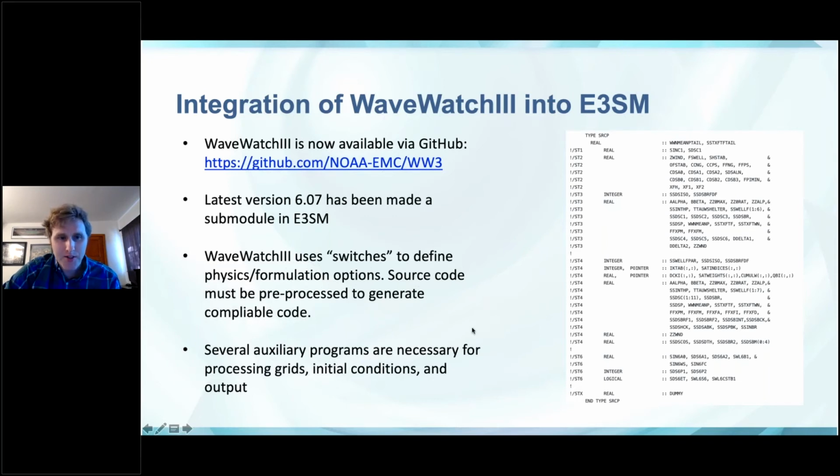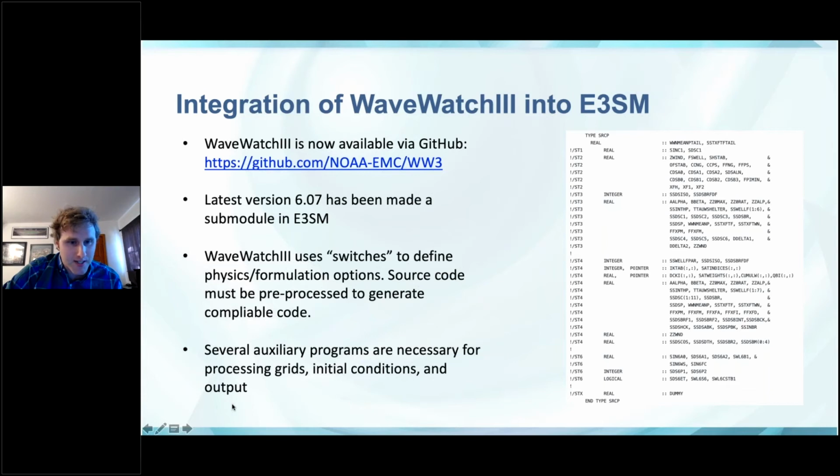WaveWatch is unique in that the source code it ships with isn't compilable code, so there are some considerations with integrating this into the E3SM build system. The code has these preprocessor directives, which they call switches, and when you compile with WaveWatch's build system, you have a switch file which specifies which of these lines get included. So there's a pre-processing step on the WaveWatch source code before you get the compilable version. This all had to be considered in incorporating WaveWatch into the E3SM build system.